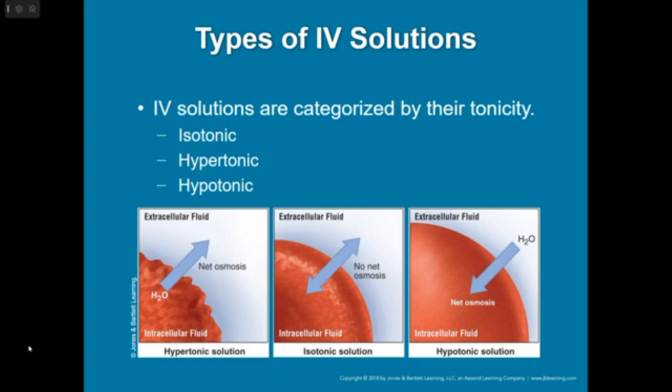So water's actually going to leave that red blood cell to try to equalize the concentration of water. And so it's drawing out that water, and it can collapse that red blood cell or those cells. Hypotonic is just the opposite. So it's that 0.45 sodium chloride, half normal saline. Has a lower concentration of sodium than the cell, and so water is going to move into the cell. Could swell, could burst, depends on how much you give.